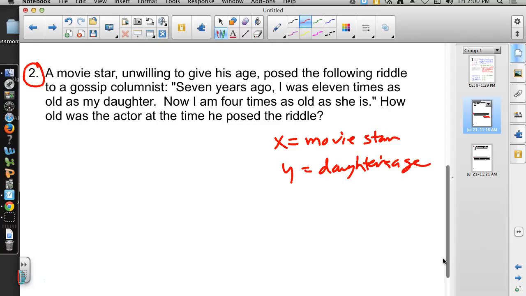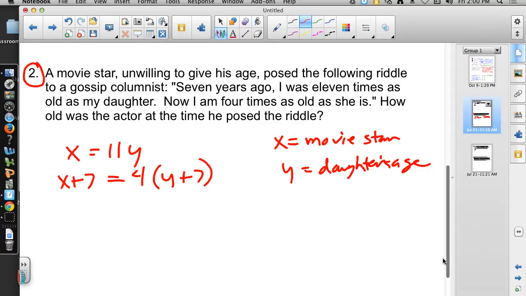So in the past, his age was 11 times his daughter's age. But now 7 years have passed, so his age is x plus 7. And now he said he's 4 times as old as she is. And she is now 7 years older as well.